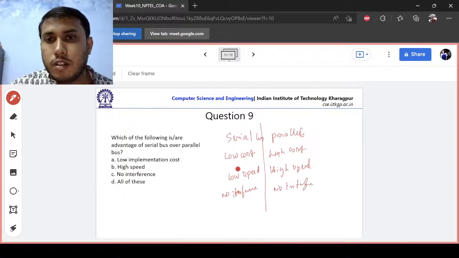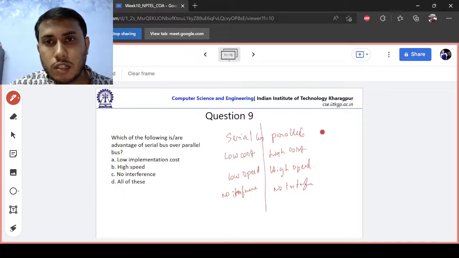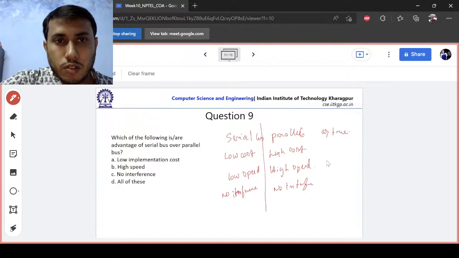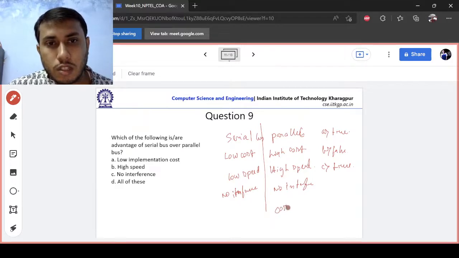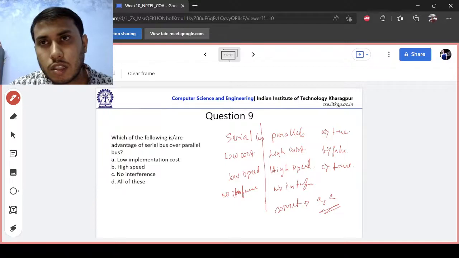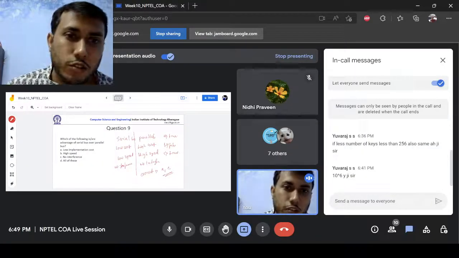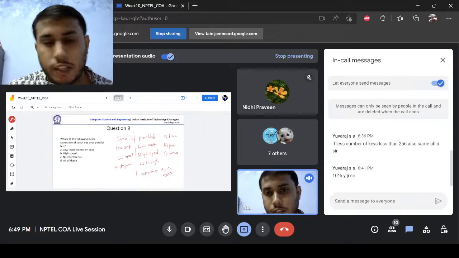Both cases no interference. So option A true, option B false, option C true, right? So the correct answer is option A and C. Again, this is another theoretical question that is commonly asked in many exams.